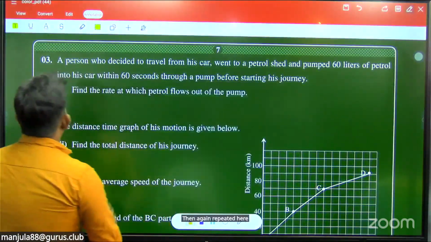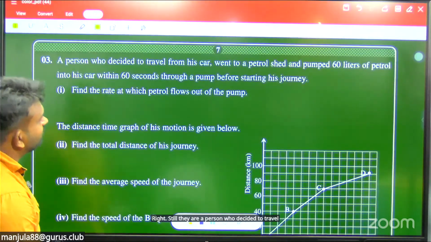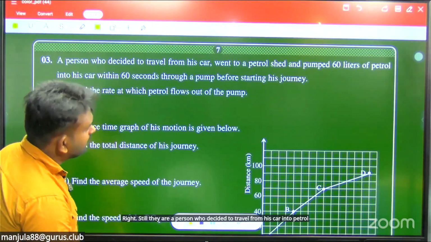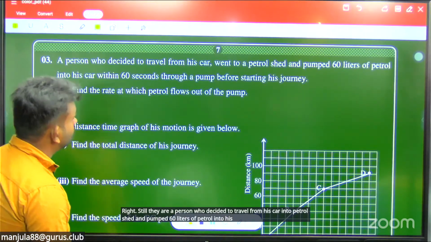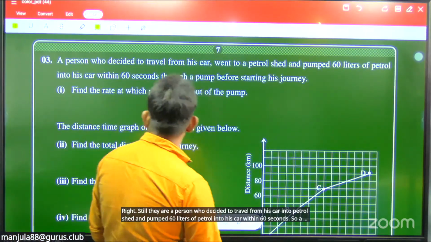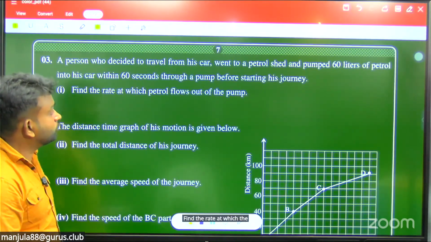Right. See there, a person who decided to travel from his car went to the petrol shed and pumped 60 liters of petrol into his car within 60 seconds through a pump before starting his journey. Find the rate at which the petrol flows out of the pump.